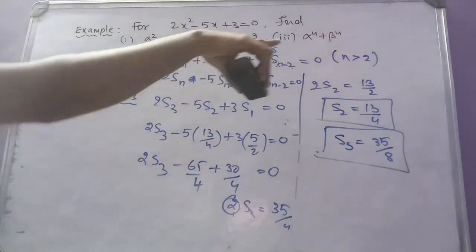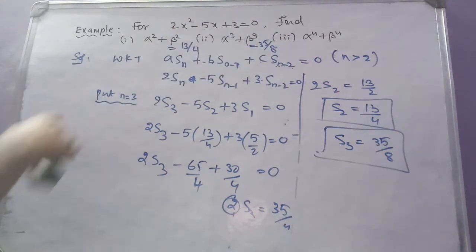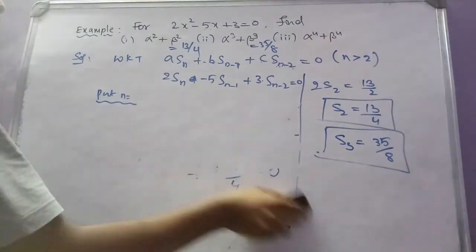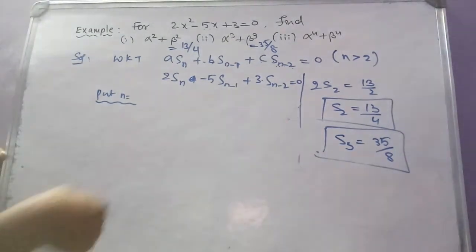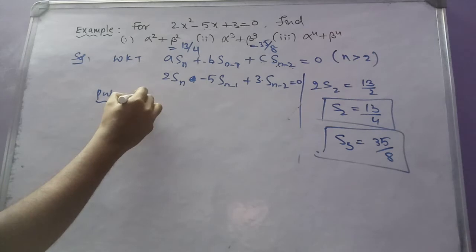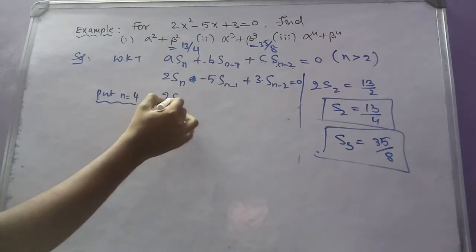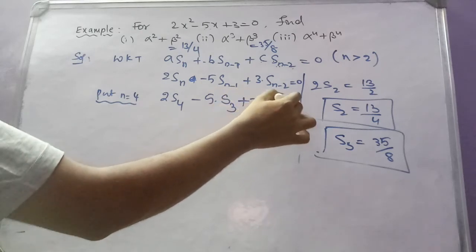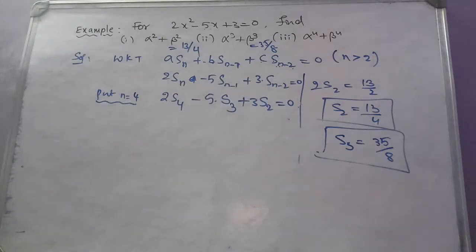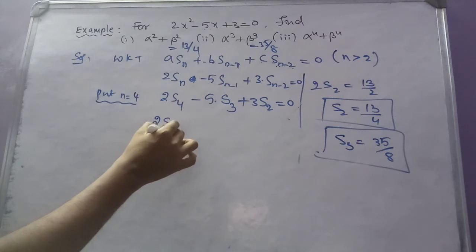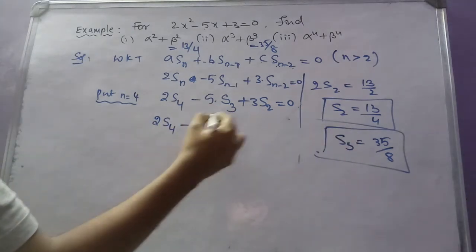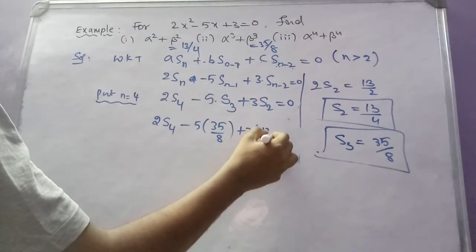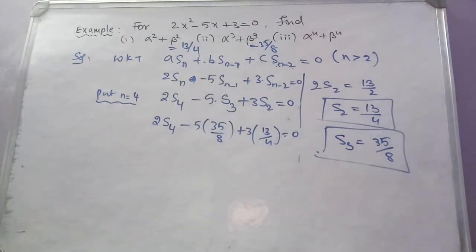Now if I want alpha power 4 plus beta power 4, let us take n is equal to 4. Then what do you get? If I take n is equal to 4, put here 2 into s4 minus 5 into s3 plus 3 into s2 equal to 0. So 2 into s4 as it is, minus 5 into s3, which is 35 by 8, plus 3 into s2, which means 13 by 4, right?